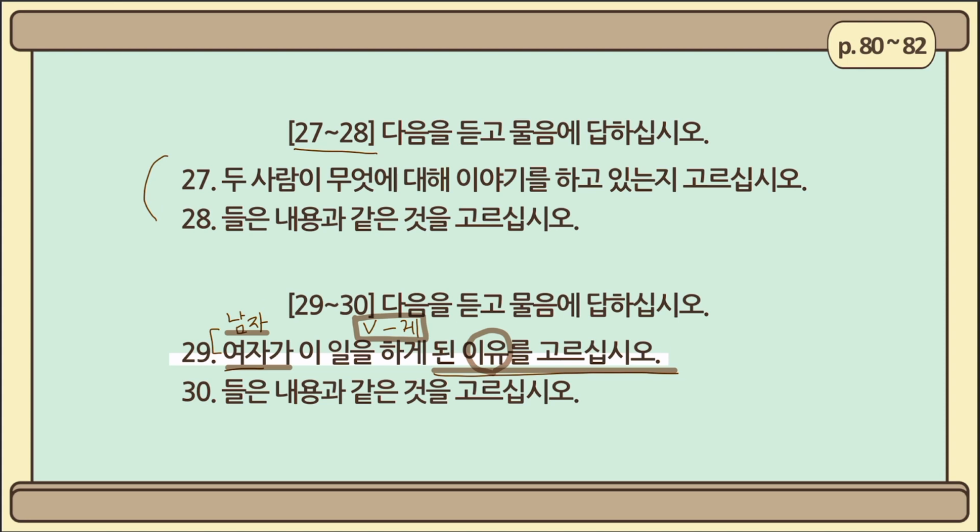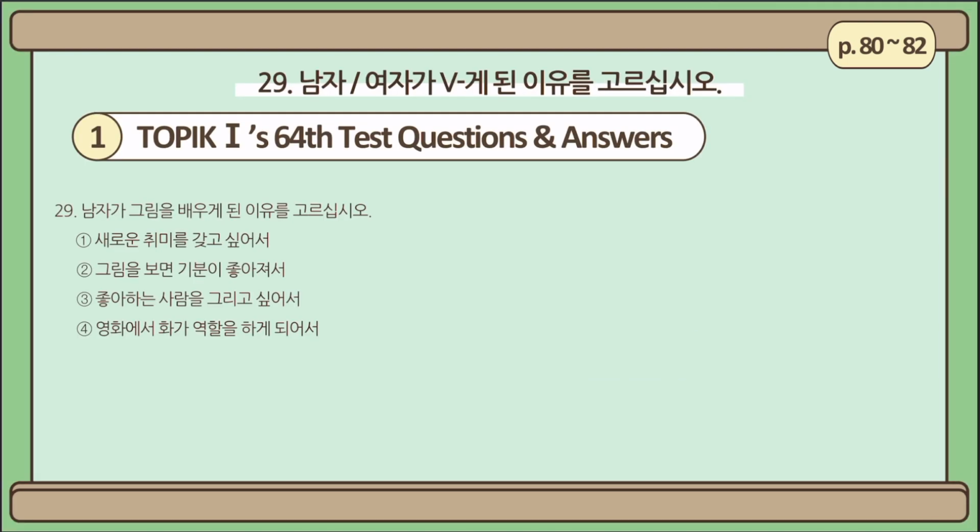The second question is again, 들은 내용과 같은 것을 고르십시오. Choose the answer that accurately reflects the contents of the passage, just like we did with question type number 5. Our focus today is the first question, choosing the reason for an action. So let's see how to do that by solving question number 29 of Topic 1's 64th test.